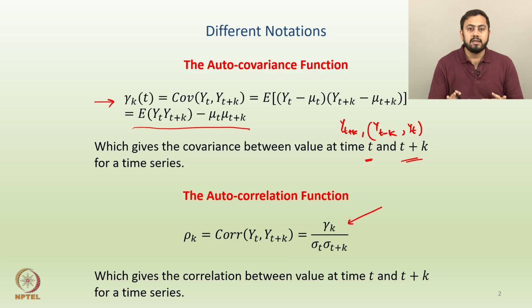Alright. So hopefully if you stick to this notation, this set of slides and the next set of slides would be very easy to follow. Just to summarize, rather than writing down gamma t comma s, we are using a slightly different notation, which is gamma k. And what exactly do we mean by k? k is nothing but the lag between the observations yt and yt plus k. Alright.